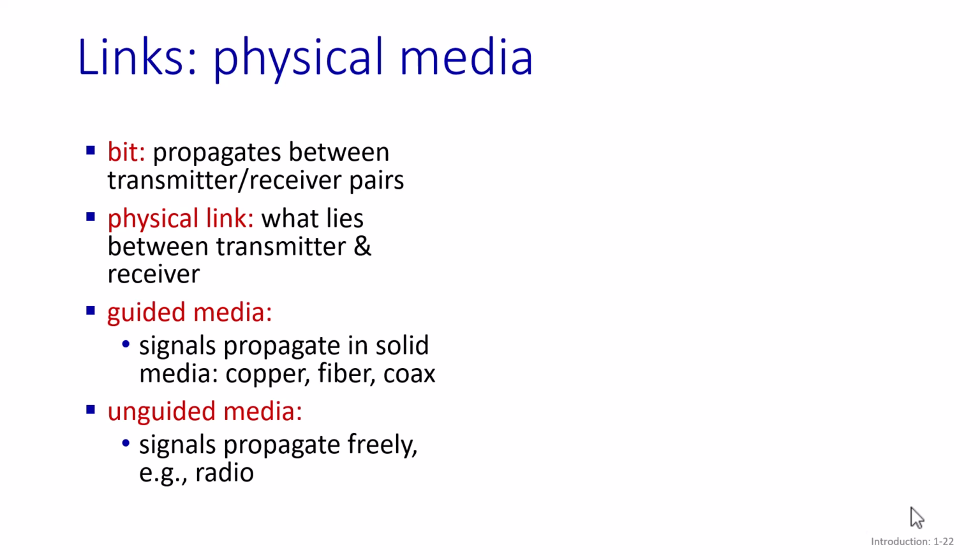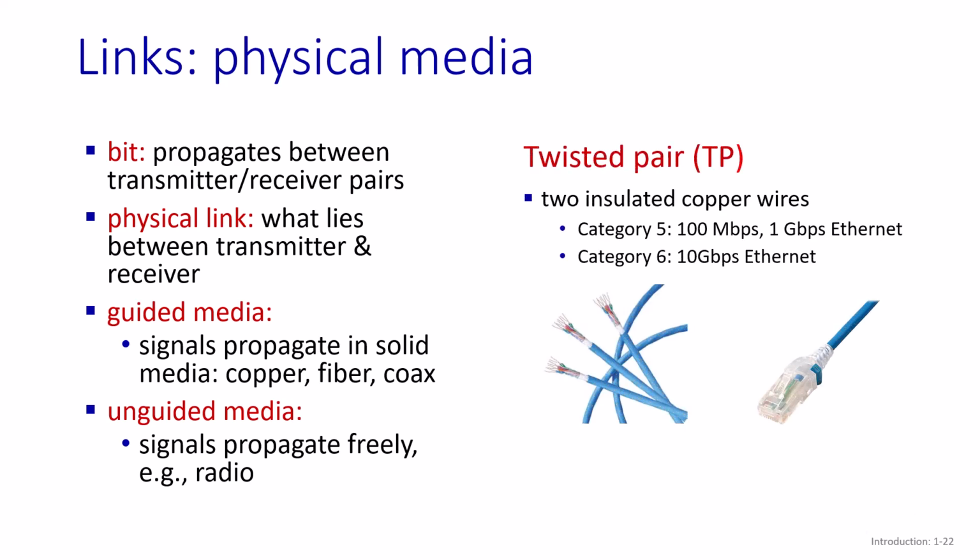And we have guided media and unguided media. In guided media, the signals propagate in solid media such as copper, fiber, or coaxial. And then we have unguided media. In unguided media, the signals propagate freely, such as radio. This is generally what you may remember from Wi-Fi and other types of unguided media or environments.